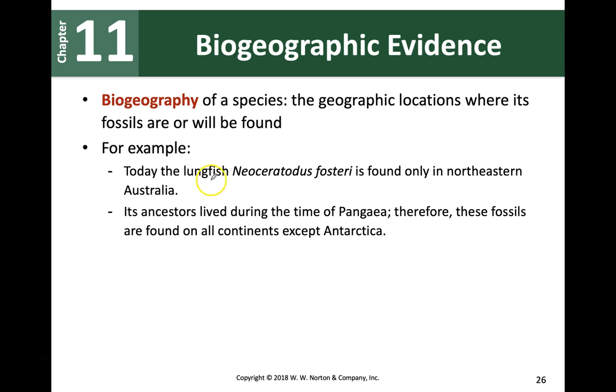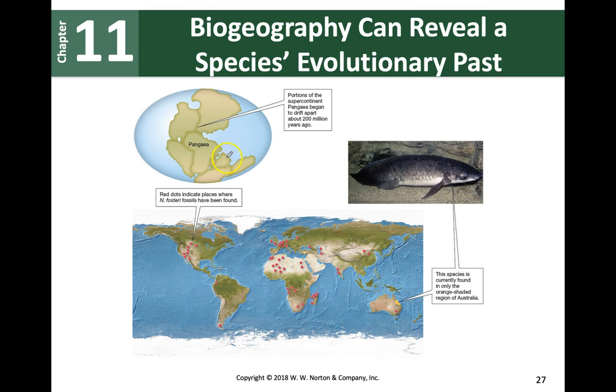So today we're going to see on the next slide how this lungfish, which is only found in northeastern Australia, has fossils that are actually found all over in different continents. So let's look at this image right here. You look at this Pangea, where all the continents were together 200 million years ago. But over time, this is how our continents look today. This is how your world map should look today.